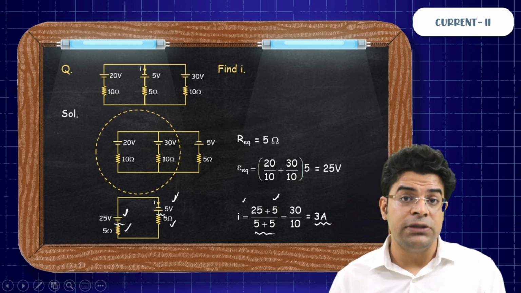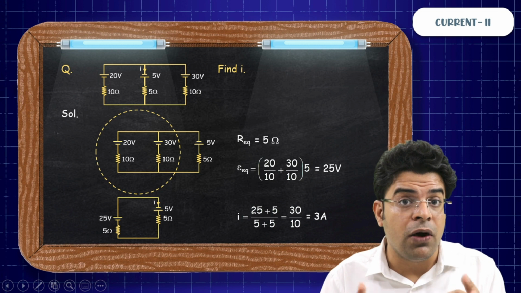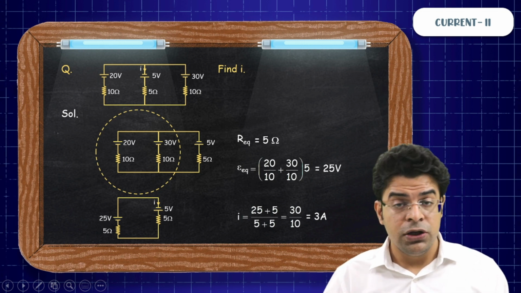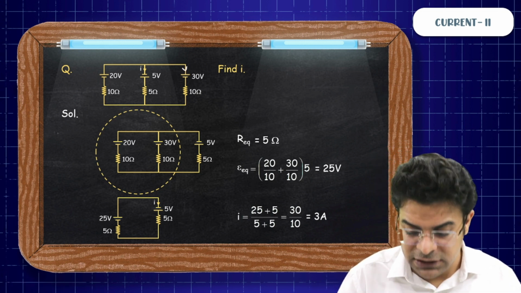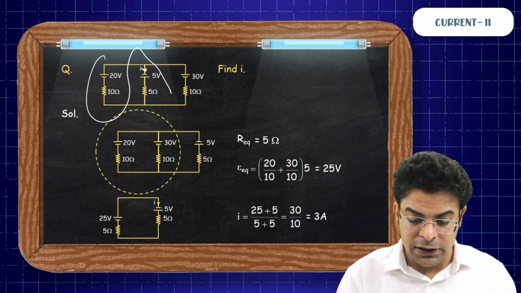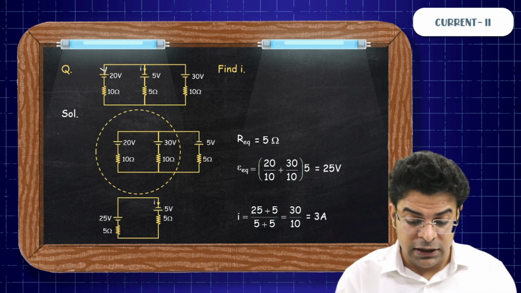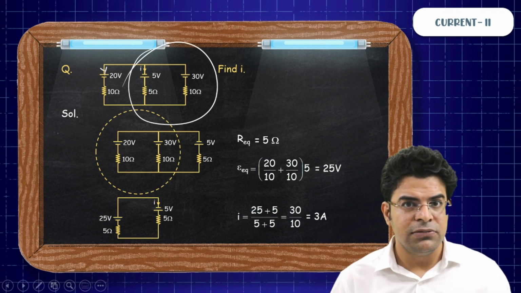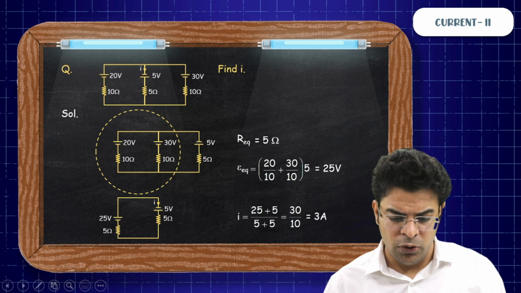And this is how simply you can solve the question without using KVL. So if they ask you current in the last line, combine these two. If they ask you current in the middle line, combine these two. If they ask you current in the first line, combine these two, right? Easy thing. Let's practice a little bit more.